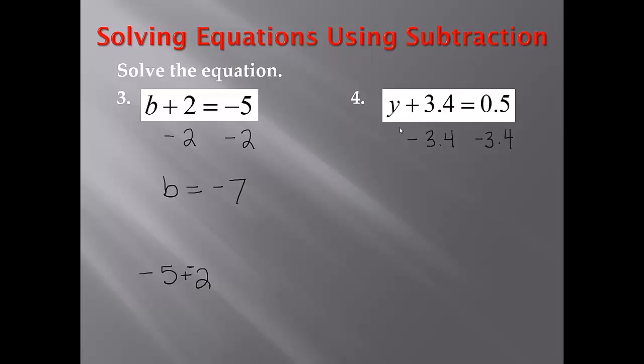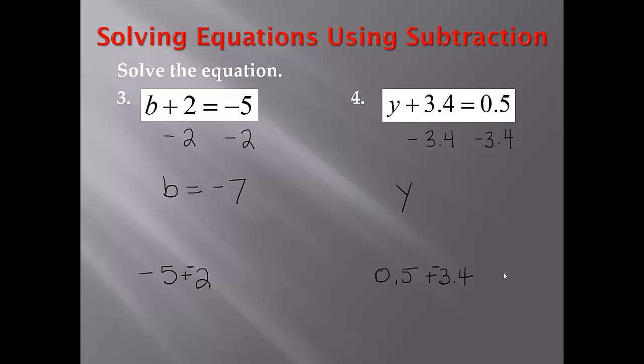And now on the left-hand side, we just have y, because if we have 3 4/10 minus 3 4/10, that's 0. And on the right-hand side, we have 5/10 minus 3 4/10. And if we're subtracting, we're going to add the opposite. So we have 5/10 plus negative 3 4/10.